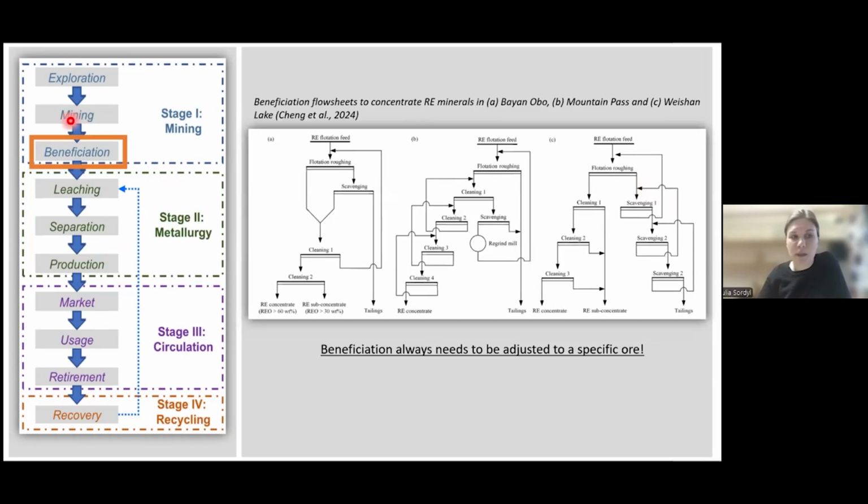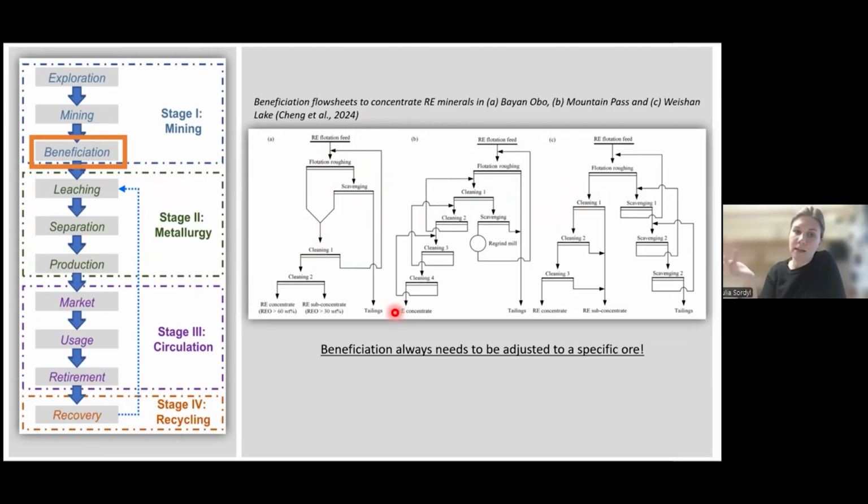So it starts with beneficiation. As I said, it's basically concentrating a mineral in question by crushing and grinding the rock to reduce the size and then concentrating via various methods to get a concentrate, to make the further processing cheaper and more efficient. Here I show three different beneficiation methods. Already this stage, as we can see, is quite complex. It's usually not just one step. There are several steps, and it's just to get a RE concentrate.